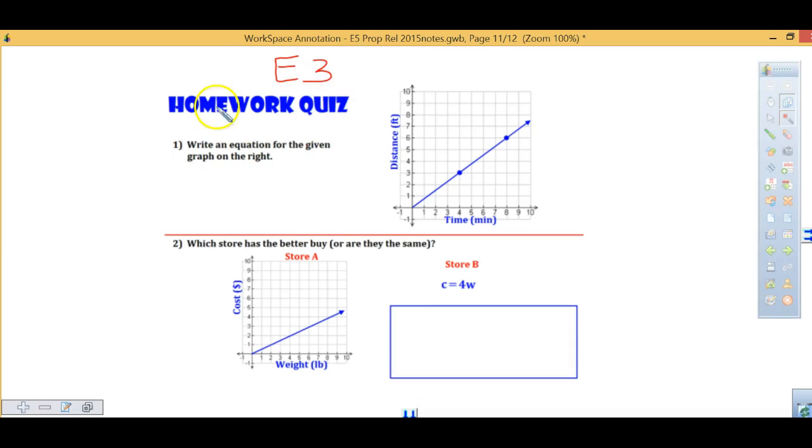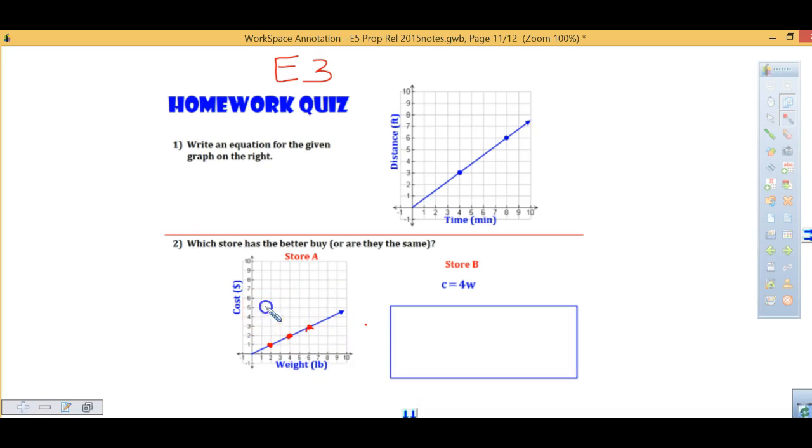I want you to write an equation for this graph, and then I want you to tell me which store has a better buy, or are they the same? And if you need to, I will have some hard copies of this so that you can take a look. Key thing here is if you're looking at this point was at 4, 2. This point is at 2, 1. If you're looking here, this was at 6, just in case you can't see those.